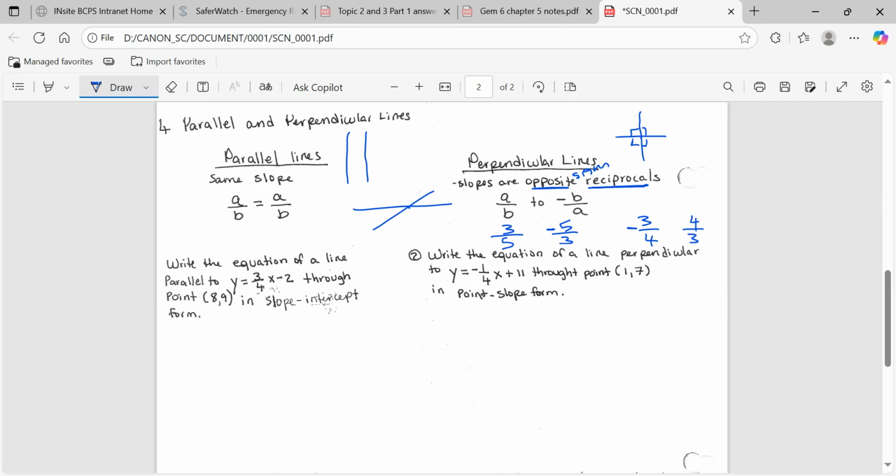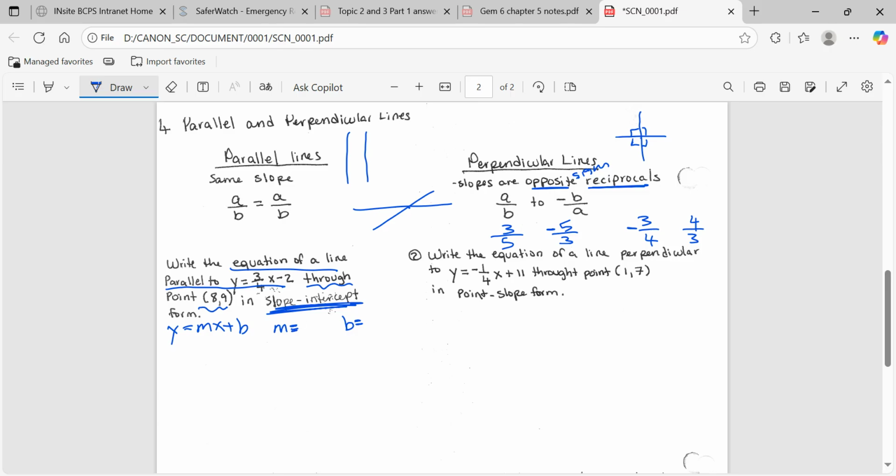So they're always going to ask you to do some combination of stuff. They want you to write the equation of a line that's going to be parallel to this particular line, and it goes through this point. And they want you to write it in slope-intercept form. So now we want to think, what does slope-intercept form look like? Well, that's y equals mx plus b. That I know. What two things do I need for slope-intercept? I'm going to need the slope, and I'm going to need the y-intercept. That's the same thing we've been talking about for about a week and a half now, right?